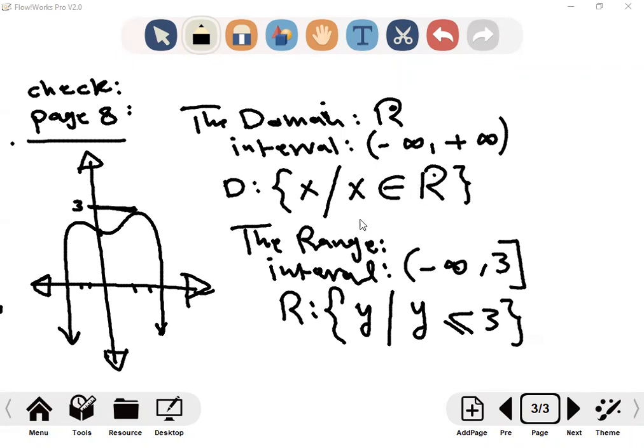Got it? Right. The range, we said all the values of y, but less than what? 3 or equal to 3. So I can say for interval from negative infinity down until what? 3. 3 is closed because it's included, and the negative infinity, we said that. For the range in set builder, we can say y such that y less than or equal what? 3. Is that clear?